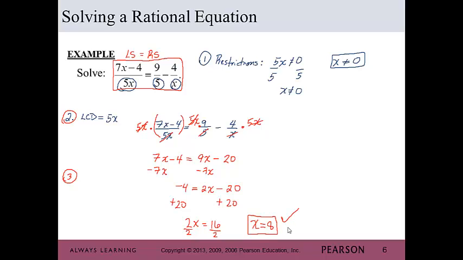I'll leave that up to you to do. Verify that x equals 8 is actually the right solution. And we're going to move on.